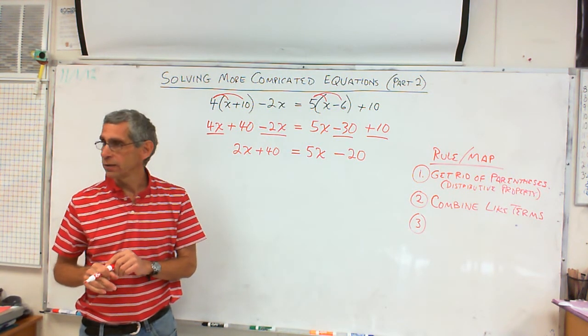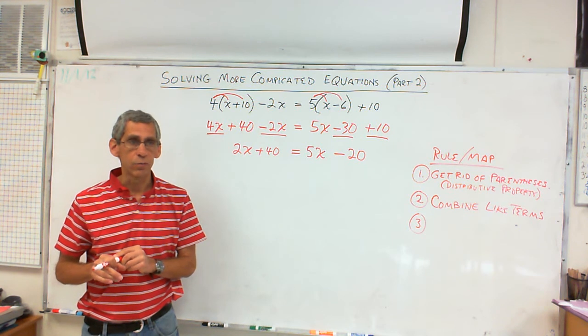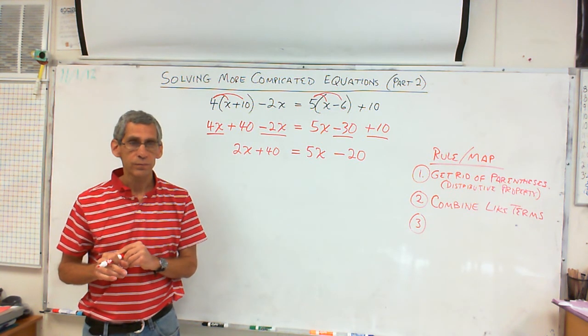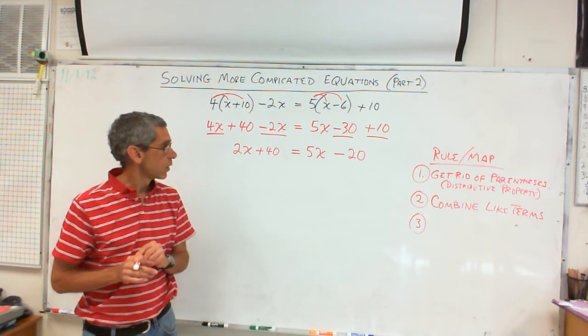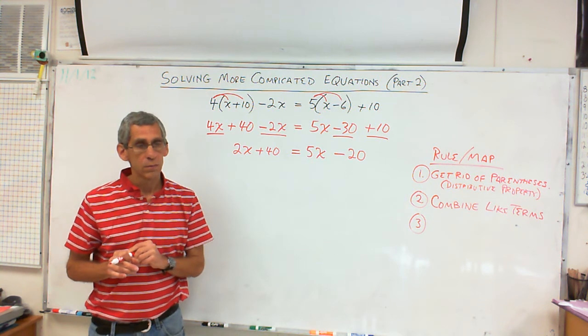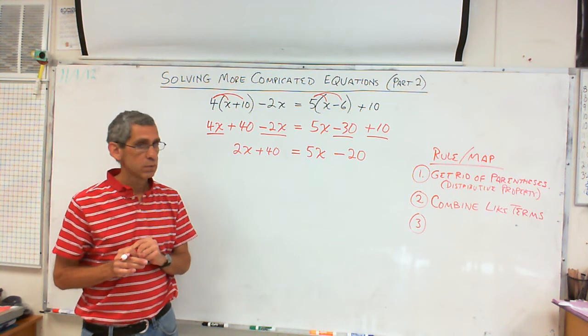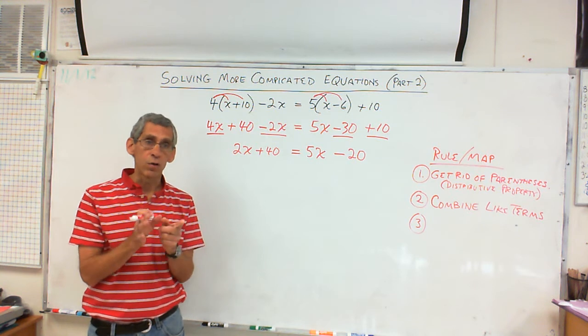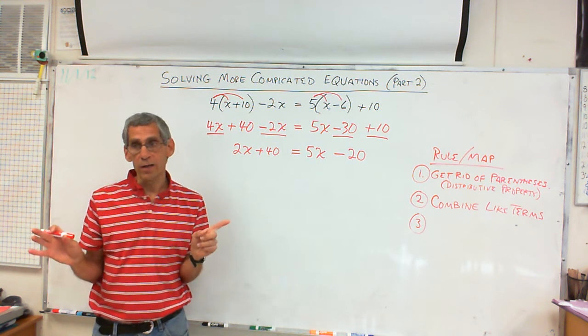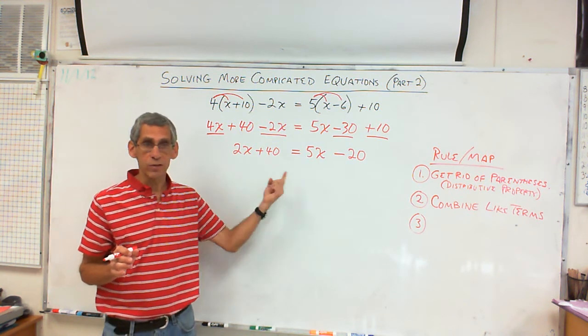Let me think who I want to ask. India, what would be the next thing you would do? I would start moving stuff. So I would add 20 to -20 to get 0. Then I'd add 20 to 40. All right, so that is a possibility, and that would work. But I recommend you, what do you notice that's wrong?